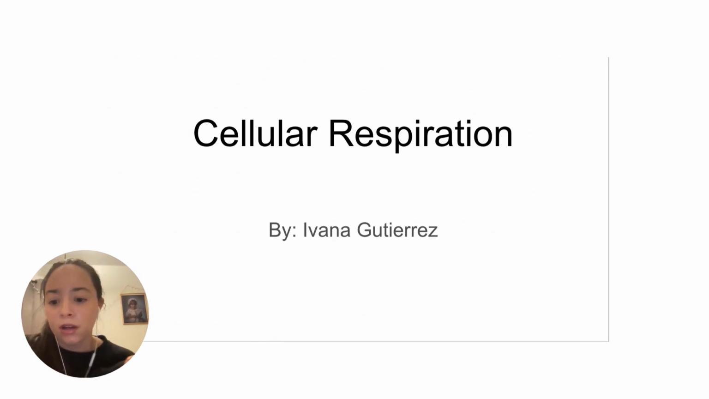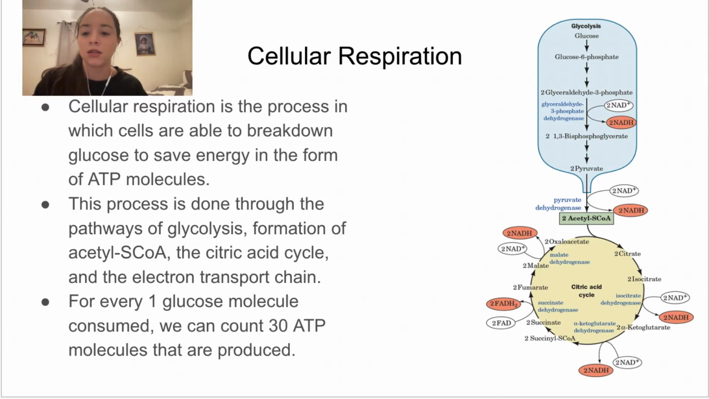So today we're going to be talking about cellular respiration and how one molecule of glucose leads us to about 30 molecules of ATP. So cellular respiration is the process in which our cells are able to break down glucose and save that energy into ATP molecules. And this includes glycolysis, the citric acid cycle, electron transport chain, and oxidative phosphorylation.